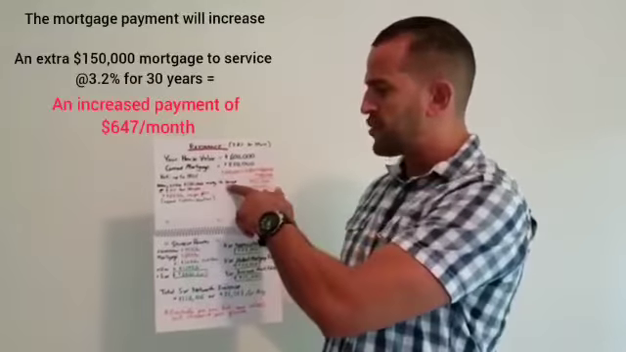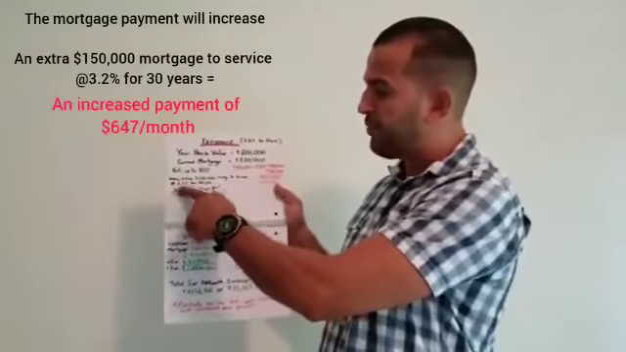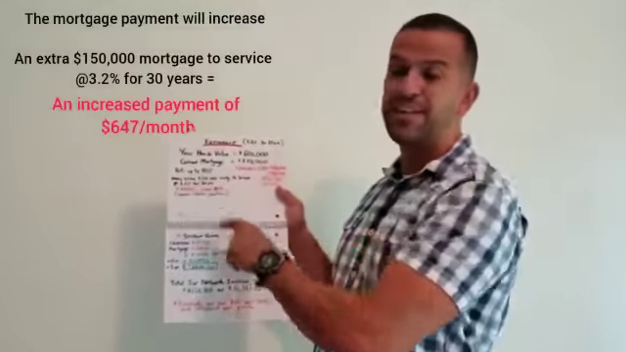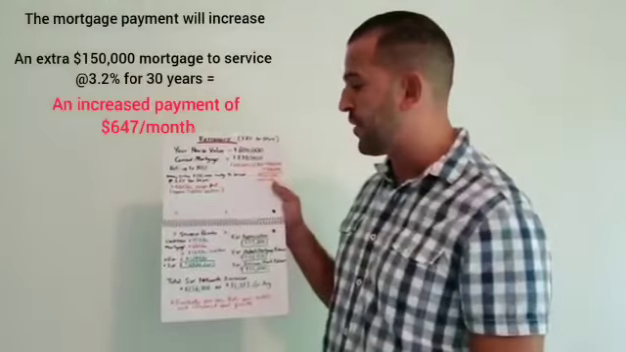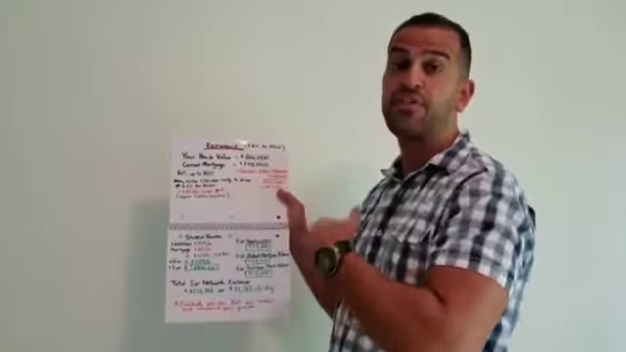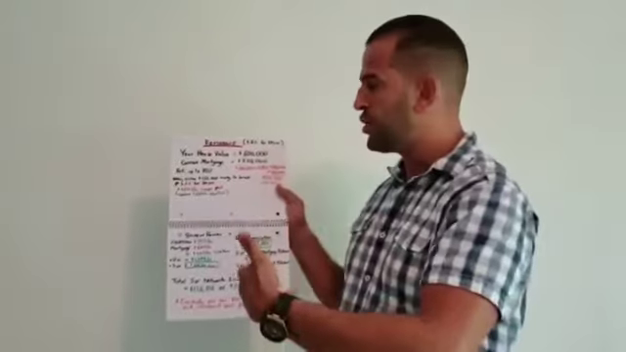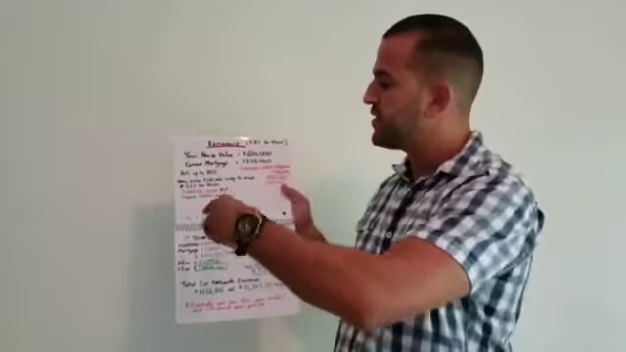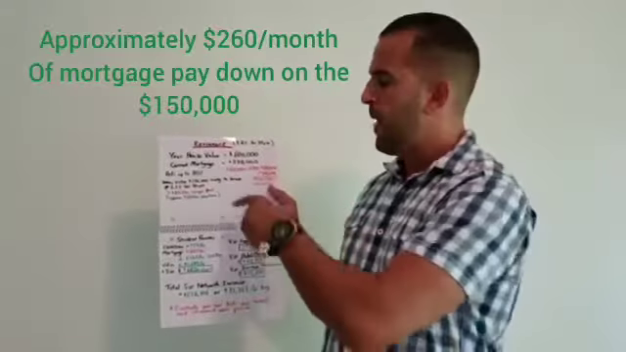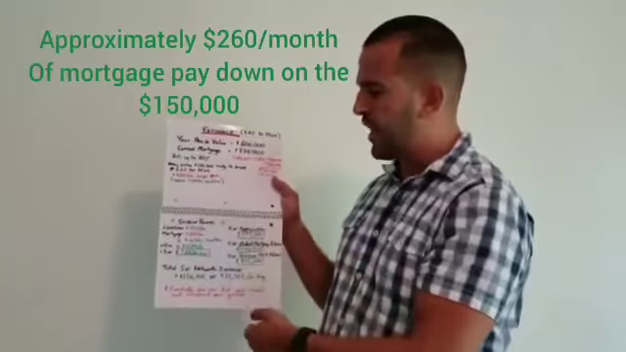So $150,000 mortgage to service it at 3.2% for 30 years increases your mortgage payment by $647 a month, okay? So of that $647 a month that you're now paying as an additional mortgage on your primary residence, approximately $260 of that is mortgage pay down. And that's important to calculate, and I'm going to show you that in a little bit.